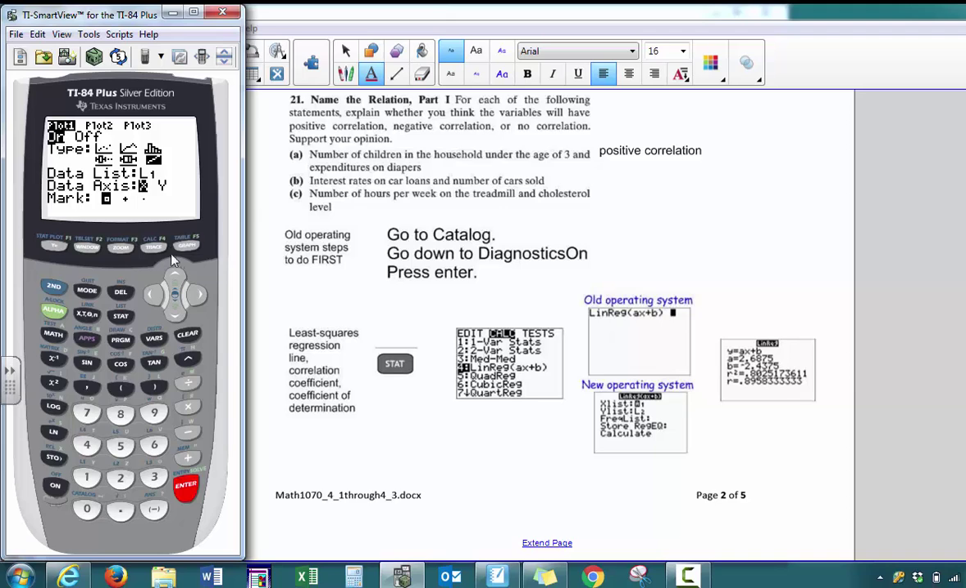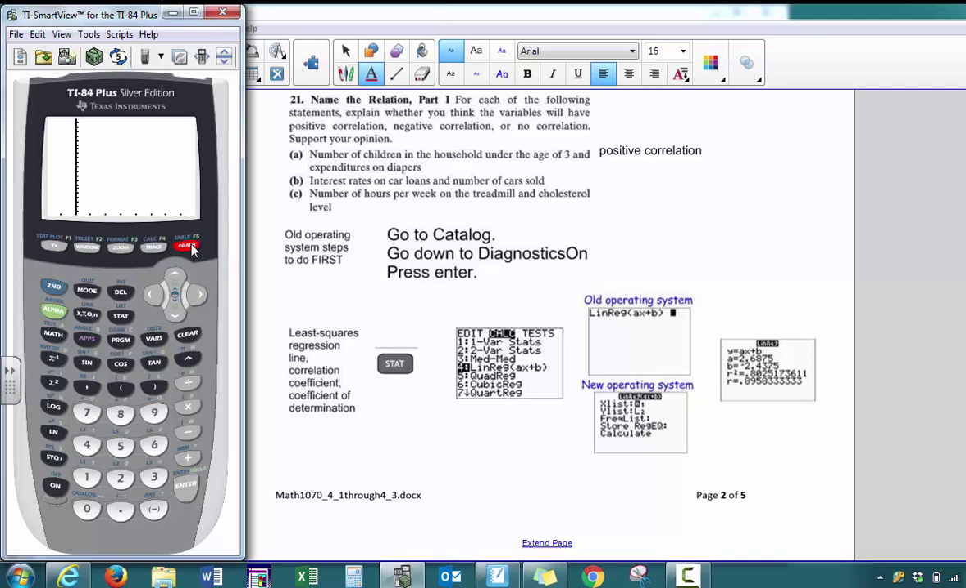The way you toggle is just by moving your cursor over and pressing enter. Wherever your black box is, that's the current setting you're on. The type, we want the first one, and that represents our scatter plot. Once again, press enter to select it. The black box should be around it. Our X list is L1, our Y list is L2. Your mark is the point that you're going to see for actually graphing this. And then we can press graph.